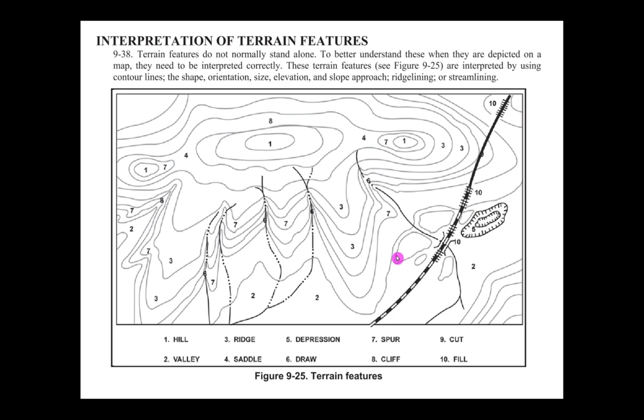Oh, this is pretty good. I like this. It's a larger one, so we've got hills. I would say that we're looking at a ridge from here through here. 3, they're saying that's a ridge. That looks more like a spur to me. 6 is a draw. 7 is a spur. 5 is a depression. You don't need to worry about cut and fill, but that's pretty good. Oh, 4, they're showing the 4 is a saddle. That makes more sense. So you're actually going down and then back up and then down and then back up.